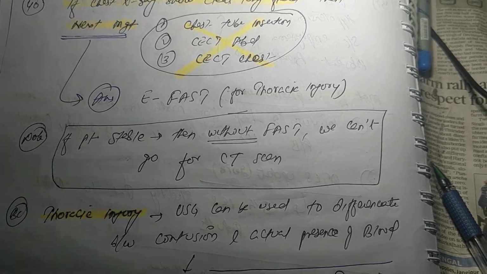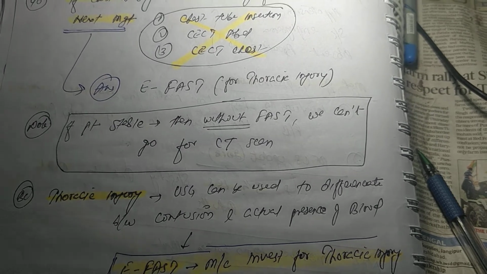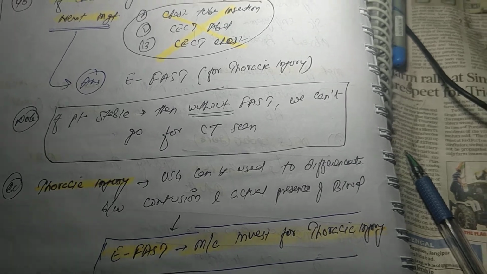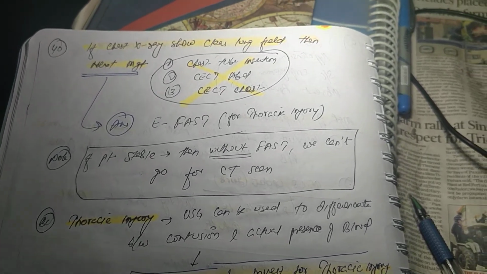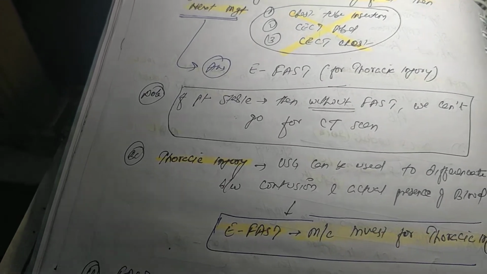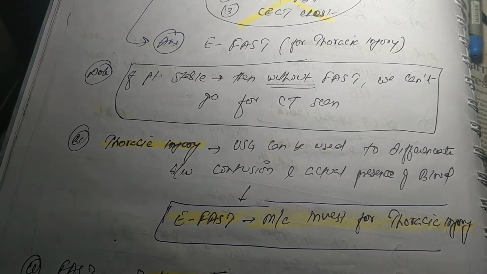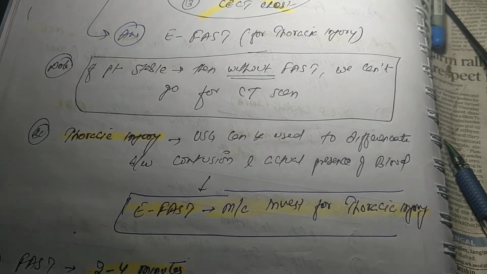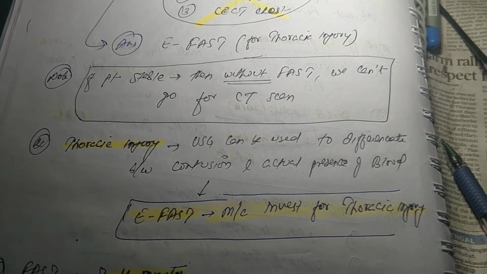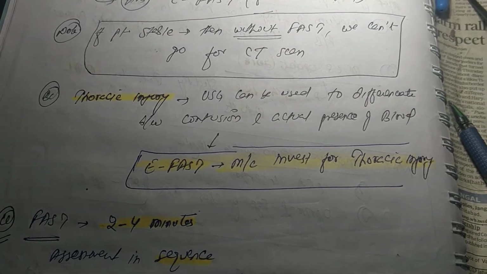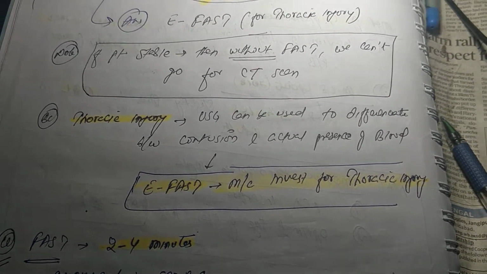The answer will be E-FAST, and E-FAST is done for 6 views, apart from the 2 very important views, that is the thoracic injury. Wherever you see thoracic injury, the first thing you have to do is E-FAST. Okay, E-FAST, not FAST. If the patient comes stable, then without FAST we cannot go for the CT scan. You can never do a CT scan without FAST. So the basic concept you have to learn from here: in case of thoracic injury, the most common investigation will be E-FAST.